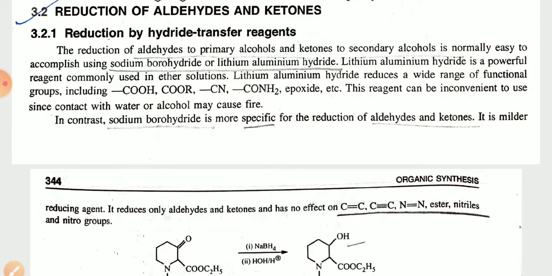Today's topic is reduction of aldehyde and ketone. First we have to learn about the reduction by hydride transfer reagent. The reduction of an aldehyde to a primary alcohol and a ketone to a secondary alcohol is easy to accomplish using sodium borohydride or lithium aluminum hydride.